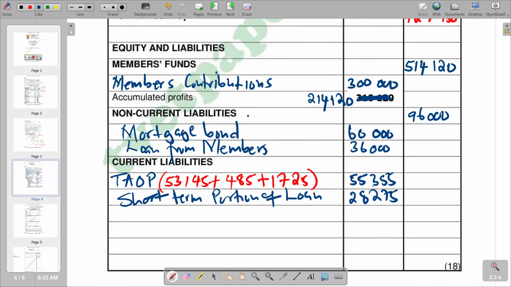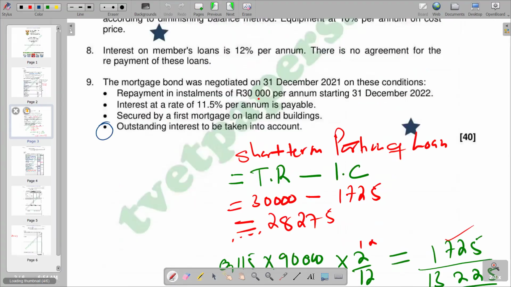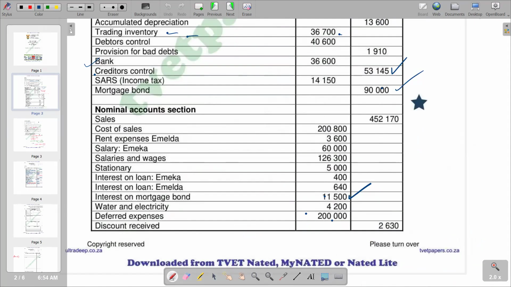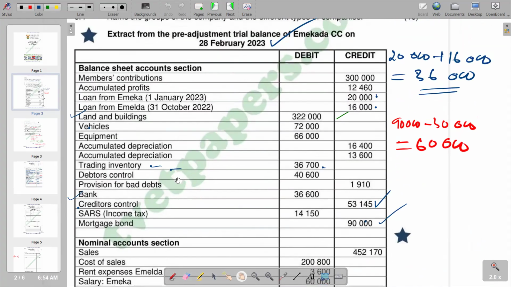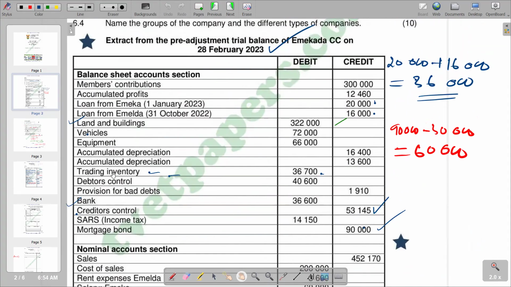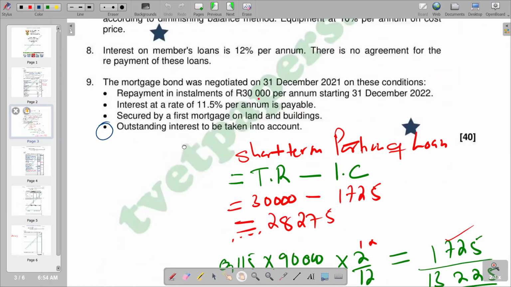Then we also have the issue of other current liabilities that we can identify in the question. We can just try to see if we have got other current liabilities. Go to our pre-adjusted trial balance and try to see if we have other that we can include. Go to additional information.